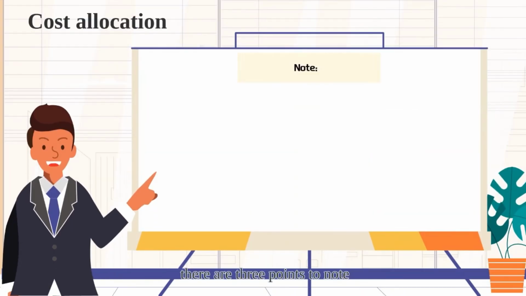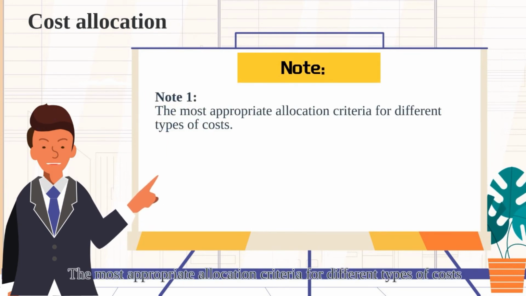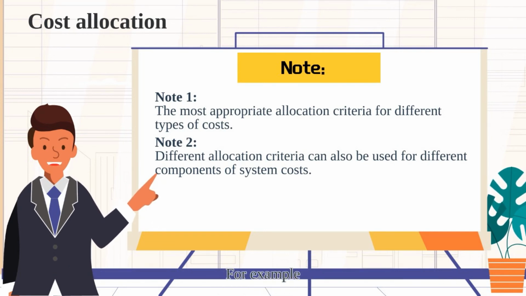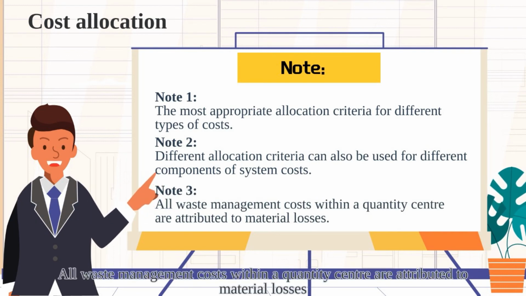However, there are 3 points to note. First, the most appropriate allocation criteria for different types of costs, such as energy costs and system costs, will not necessarily be the same. Second, different allocation criteria can also be used for different components of system costs, for example, labor costs and depreciation costs, if this will reflect the distribution of actual costs more realistically. Third, all waste management costs within a quantity center are attributed to material losses.